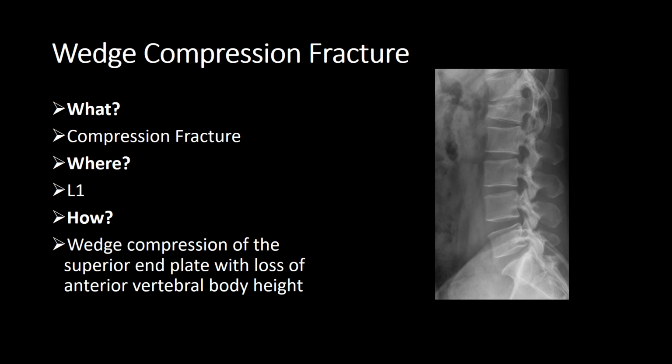Now, I think percentages are quite hard to work out, so I think the best way to assess compression fractures is mild, moderate, severe. Mild is about a third, moderate is two thirds, and severe is complete, more than two thirds. In this particular instance, we're looking at probably a moderate. If you compare the height of T12 and the height of L2, we can see that there's probably about 50% loss of vertebral body height, so I'd call that a moderate wedge compression fracture.